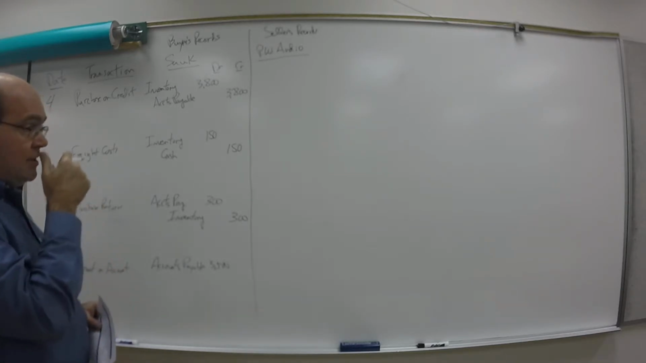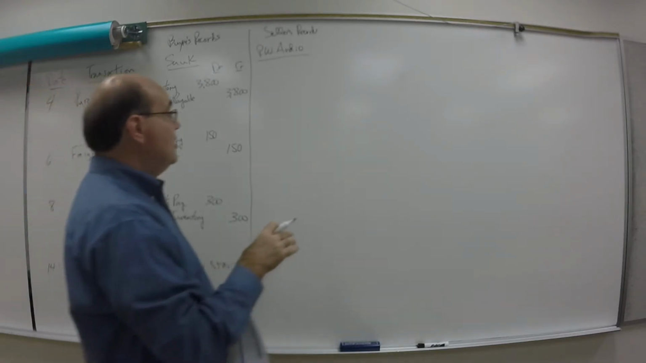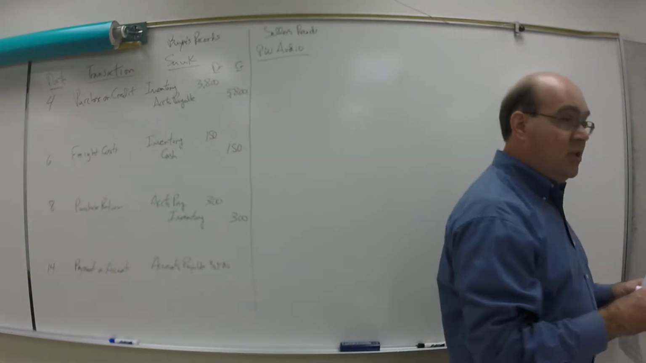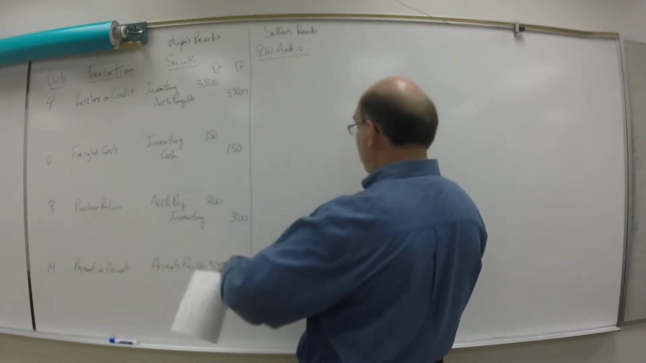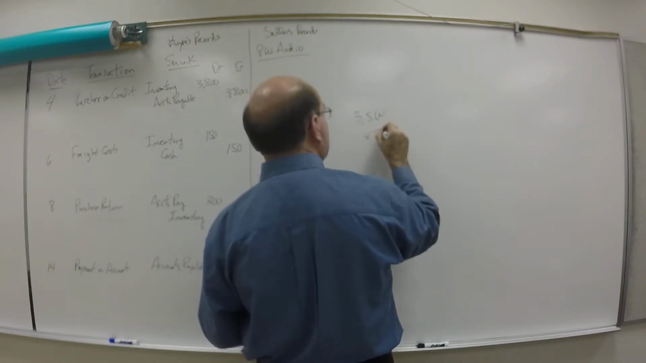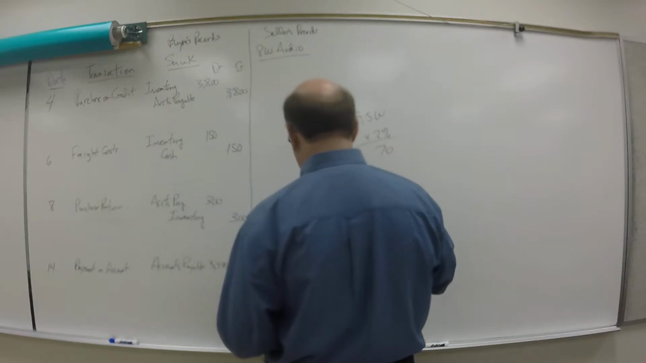And then we go through and we're going to send cash, but we're going to get a discount. So this was a discount that was what, a 2% discount, right? So if we have $3,500 we owe, which is what we came up with, times 2%, that means it's $70.